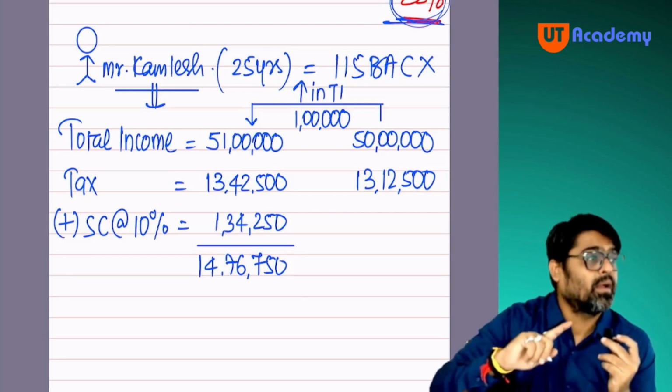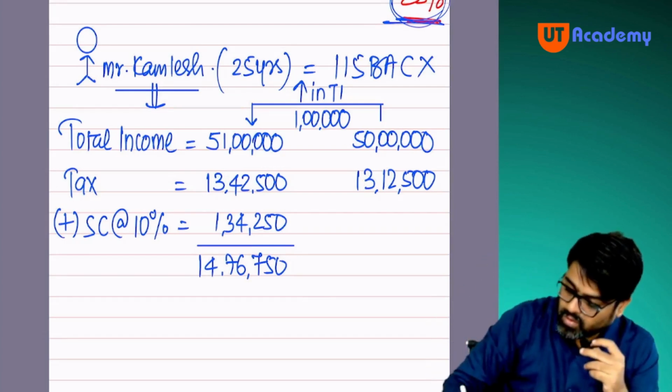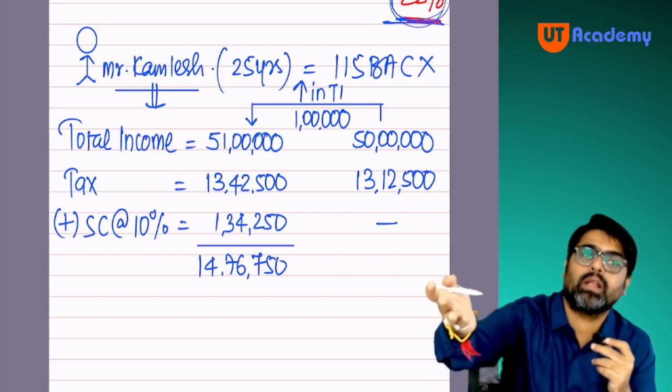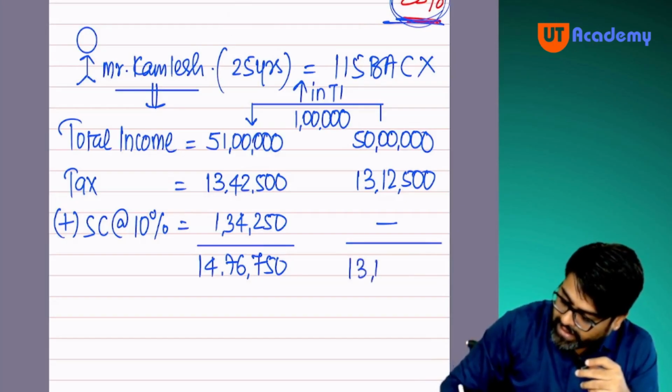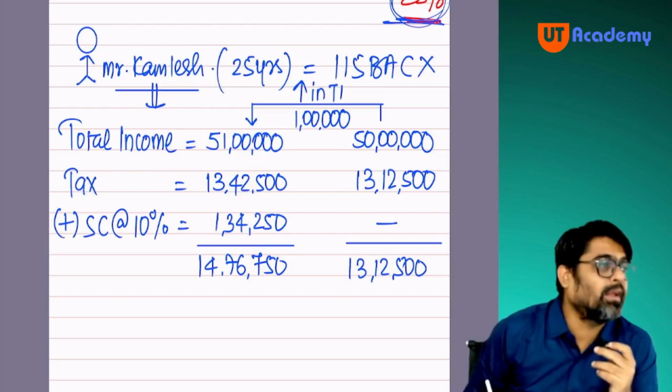And will he pay any surcharge? No, no surcharge is applicable because his total income is only 50 lakhs. So how much tax would he have paid? 13 lakh 12,500. Now can you see?